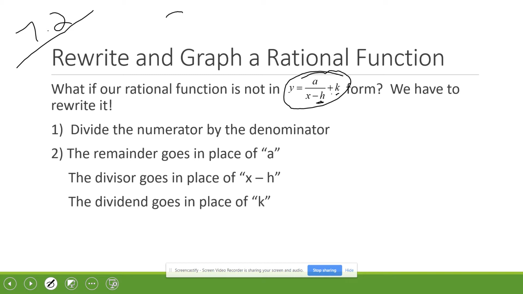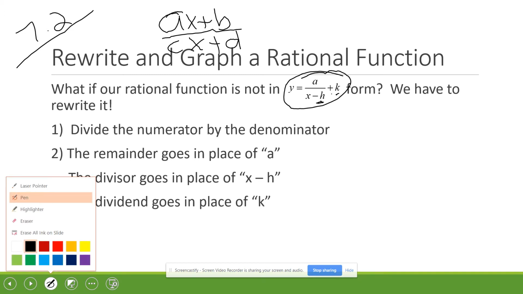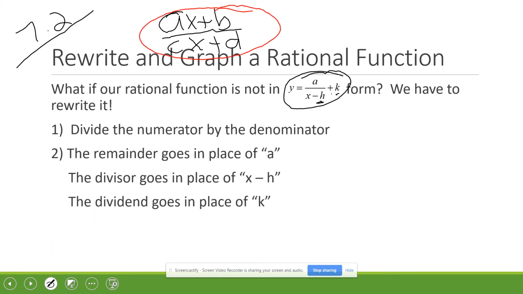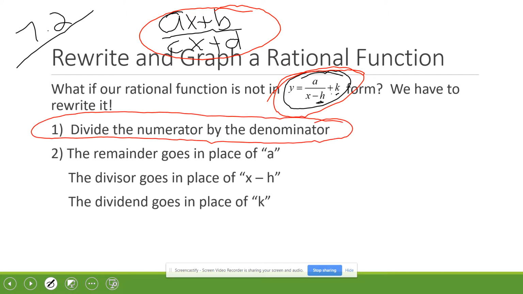We also talked about the equation ax plus b over cx plus d and said we can graph that and figure out our horizontal and vertical asymptotes from this equation by doing a little bit of math. So could I change this equation into our standard form equation? And the answer to that is yes, by division. So we're going to go back and review a little bit of our polynomial division.